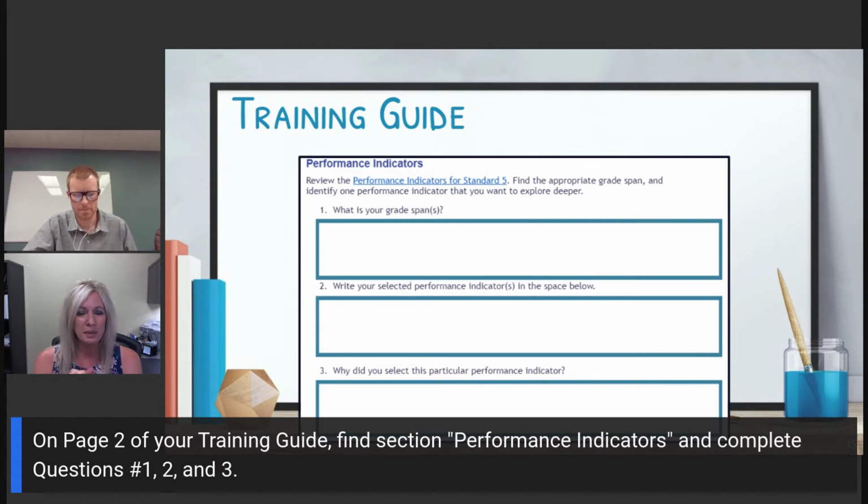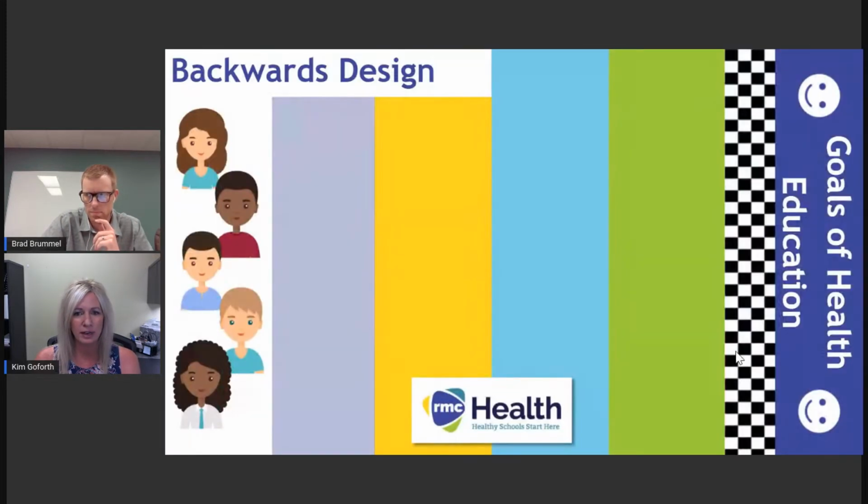So we challenge you here to take a minute on your training guide on page 2 to look at some performance indicators for Standard 5. Think about your grade span, read through those performance indicators, and really be thoughtful about selecting one of them to process through during our training together. Think about your current students, maybe your district, your community. What performance indicator do you want to focus on for our training together as we walk through some examples? And then question 3 talks about, why did you select that? So give it some thought and be reflective here on your training guide on page 2. You can pause the video if you need to do that, but take some reflection time right now for performance indicators.